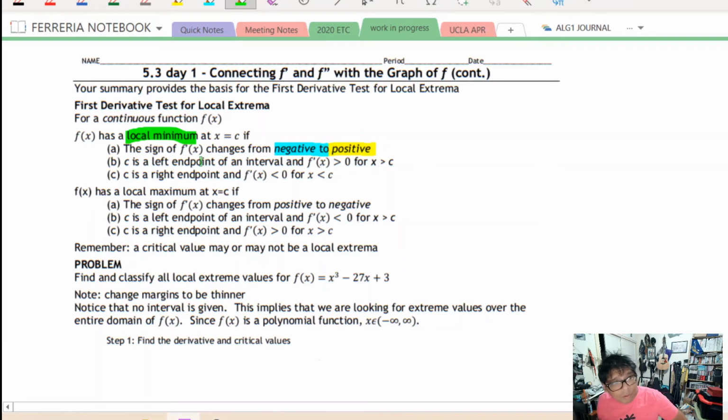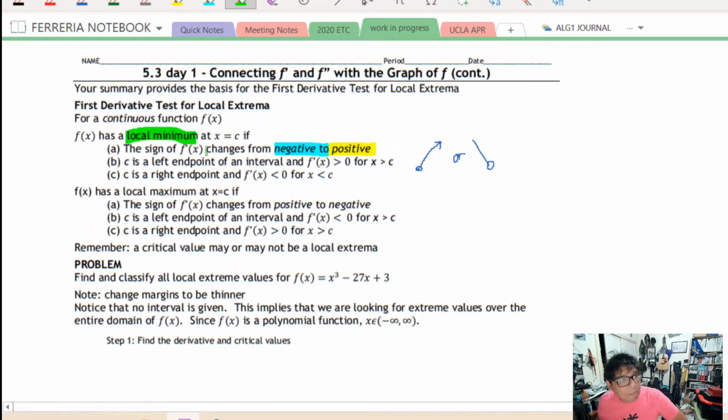There's another couple of possibilities, like if you have the left endpoint and the function increases from that left endpoint, that's going to be a local minimum. And if you have a right endpoint and the function decreases to that right endpoint, something like that, then we'll get a local minimum.